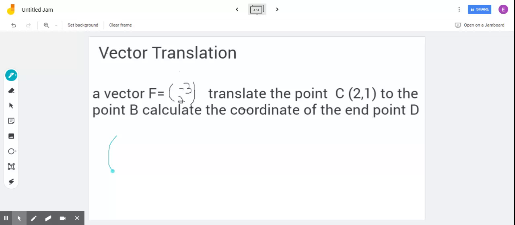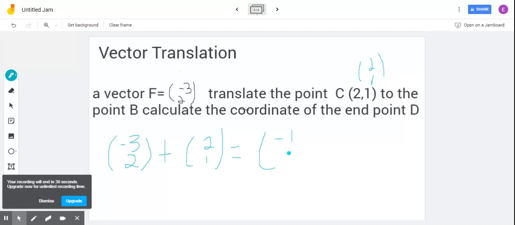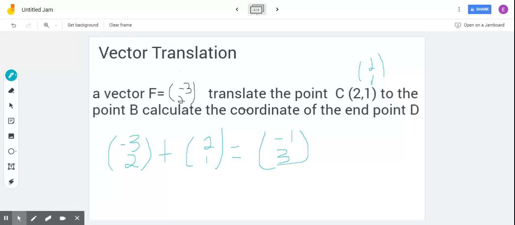So to translate, we're going to take the column vector F, which is (-3, 2). We're going to convert the point into a column vector, 2 over 1, and add that to it. And then we're going to do a little light math. So we have -3 plus 2, that gives you -1. And 2 plus 1 gives me 3. So the coordinate of point D is going to be (-1, 3). All right, so translation is just moving a point from one position to another position.